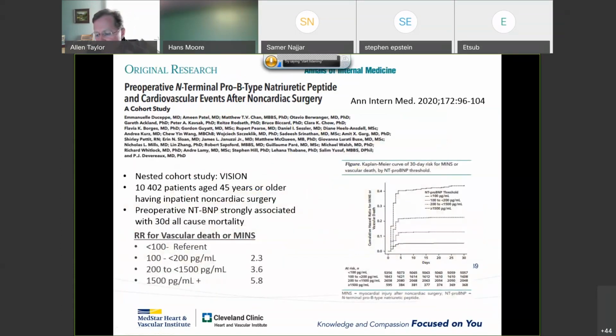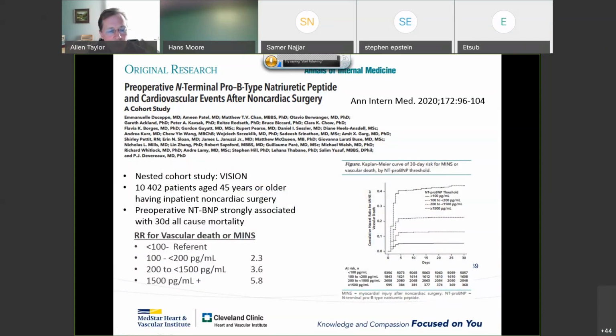I think the most useful study I've seen on this actually was just recently published in January. So I'm just going to highlight this one rather than the older data. And this is actually a nested cohort study from the VISION study, that first study that published on MINS and troponin T. It was 10,400 patients age 45 or older having inpatient non-cardiac surgery.